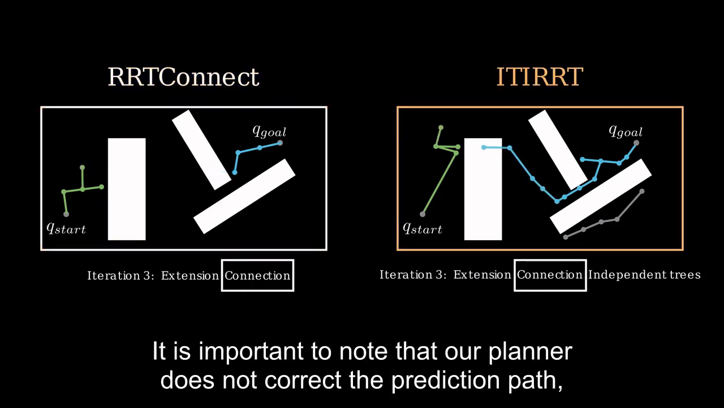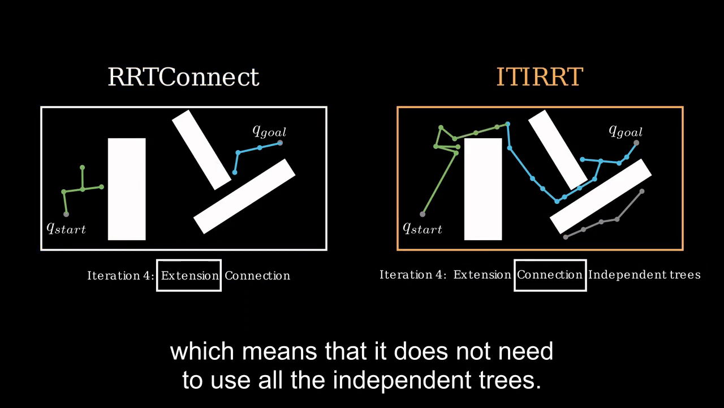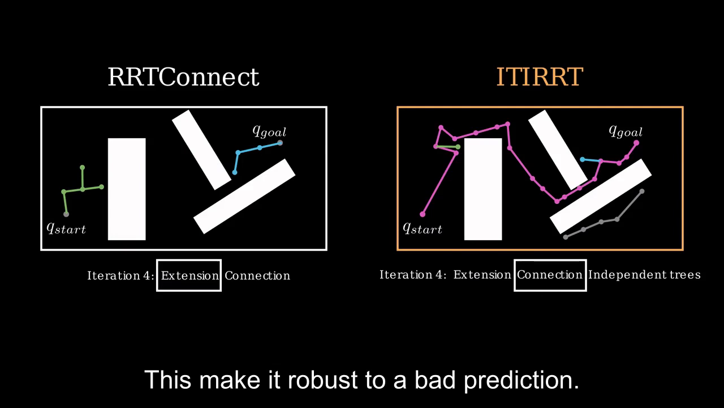It is important to note that our planner does not correct the predicted path, which means that it does not need to use all the independent trees. This makes it robust to a bad prediction.